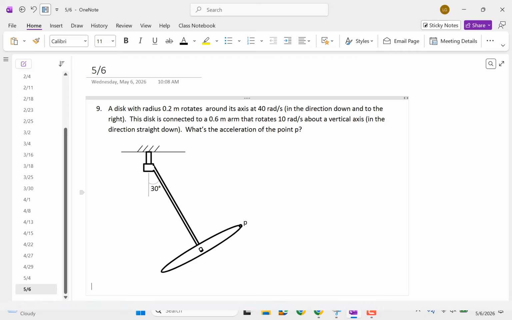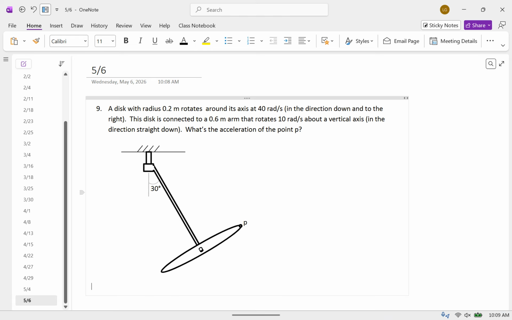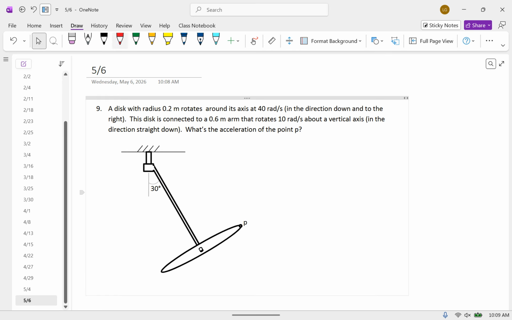Okay, so the one thing that is different about this problem is that, so I'm going to write down a coordinate system. I'm going to have the x-axis pointed this way and the y-axis pointed up, and then the z-axis is coming out towards us. And I'll talk about why I put it there in a second.